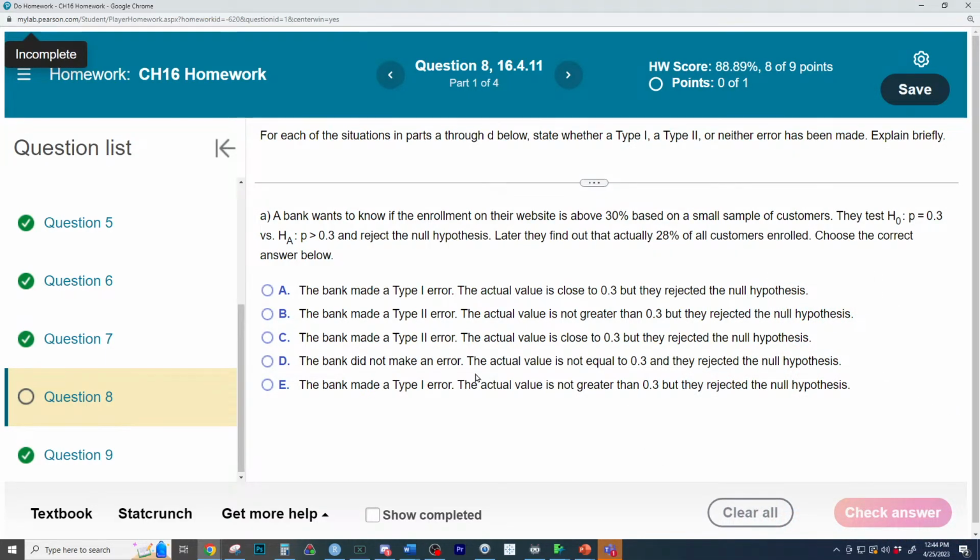Now, what's interesting about this is they were looking for evidence. They were looking for evidence as what? They're looking for evidence that's greater than. So what should they have done? Well, they shouldn't have rejected the null. So they found evidence when evidence doesn't exist, and it's very interesting because it is a type 1 error.